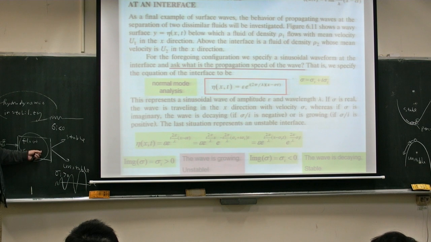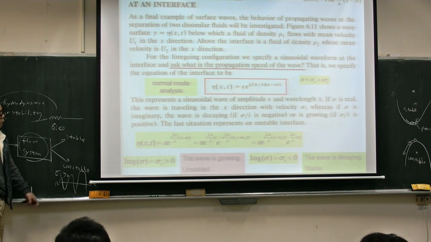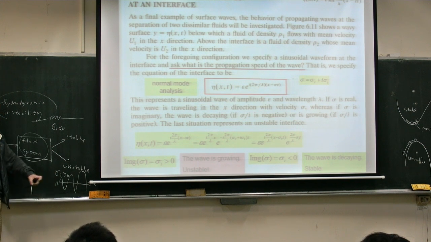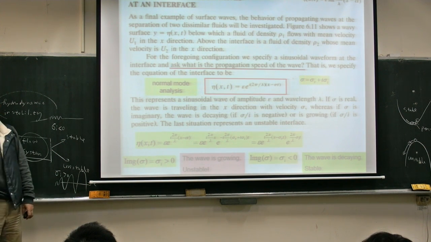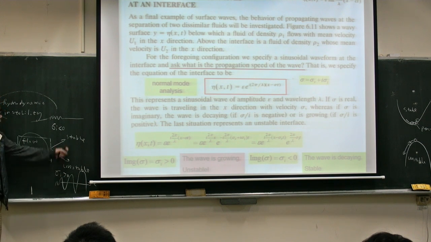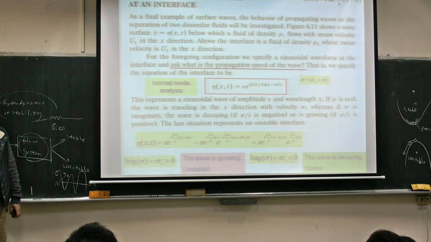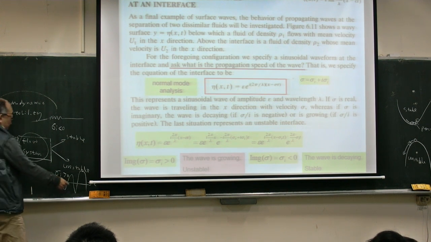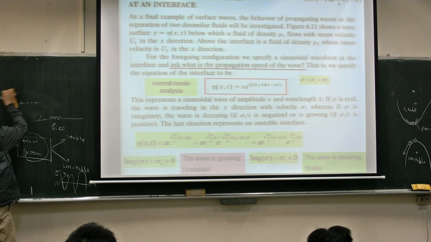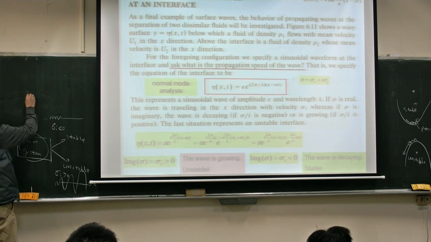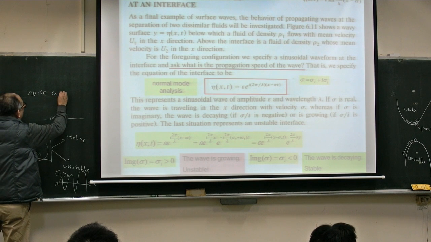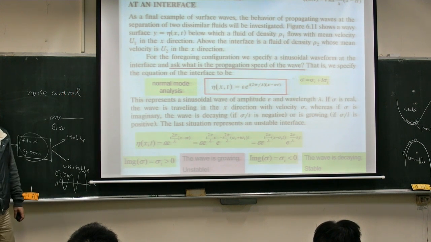It depends on the conditions. And what's the application for this? Sometimes we need a system to be stable, sometimes we need a system to be unstable. For example, have you heard about so-called noise control? What does noise control mean?